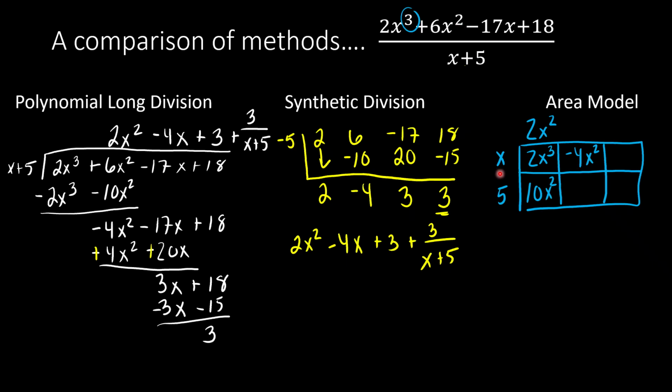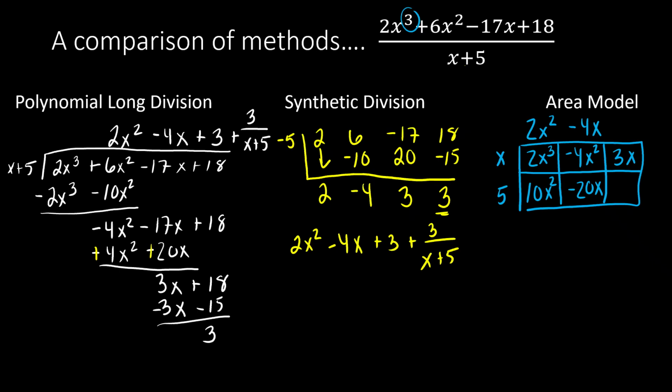And then we ask ourselves, x times what gives me negative 4x squared? Well, that would be negative 4x. And then we multiply, again, because it's the area. Negative 4x times 5 is negative 20x. And we go through the same process. So I've got negative 20x. I'm going to have another x on that diagonal. They have to add up to negative 17x, which means this must be 3x.